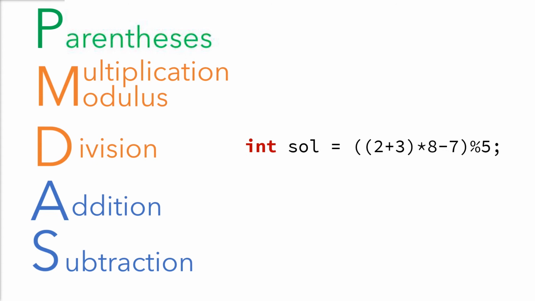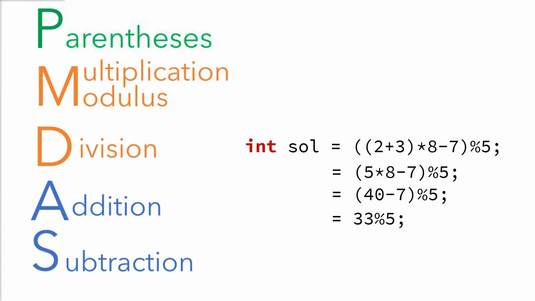We need to add 2 and 3 in the innermost parentheses, which gives us 5. Then we move on. We consider the times symbol before plus because multiplication precedes subtraction in PEMDAS. Thus, we multiply 5 by 8 to get 40. Once this step is done, we can subtract 7 by 40, and at this point our number should be 33. But we're not done yet.